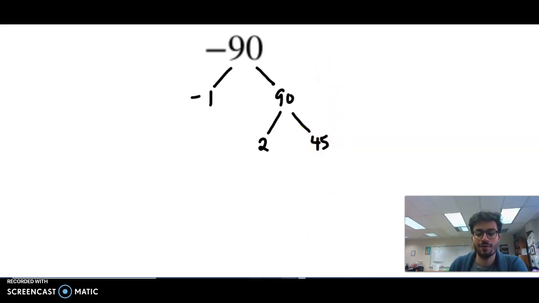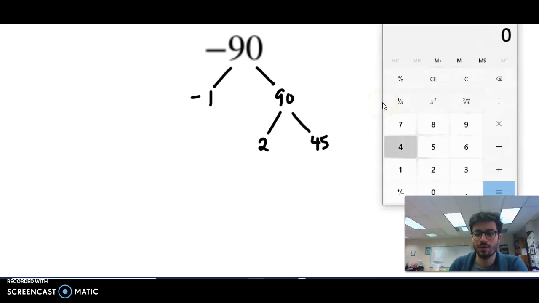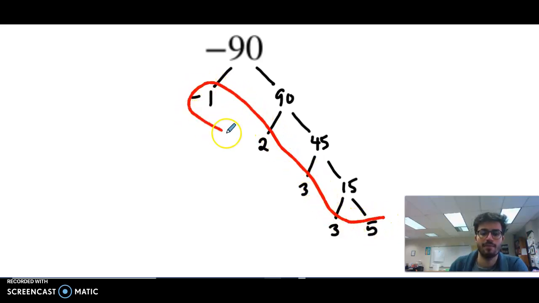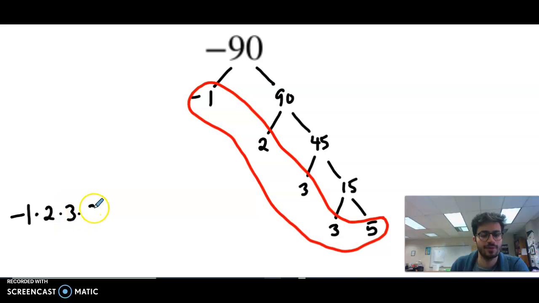Now 45 we cannot divide by 2. But let's try 3. 15. 3 can't be split up anymore, but 15 can. So we could try 3. 3 times what gives us 15? That's 5. And now we have our complete prime factorization. So we know that -1 times 2 times 3 times 3 times 5 gives us -90.